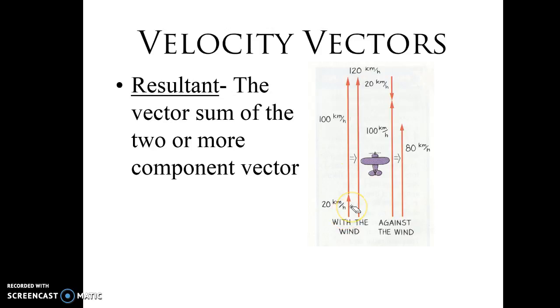It actually states that the plane itself is going 100 kilometers an hour, and it has a tailwind of 20 kilometers an hour. So its total speed we add is 120. Okay, what if the plane is going 100 kilometers an hour still, but it's getting a headwind?